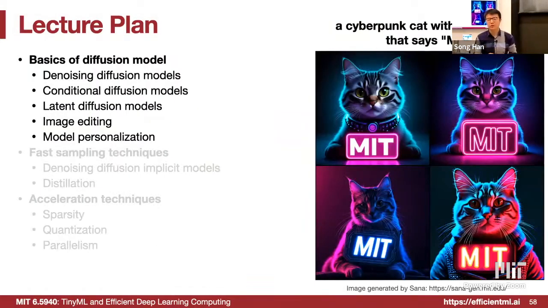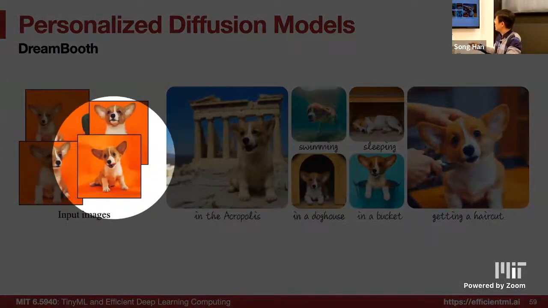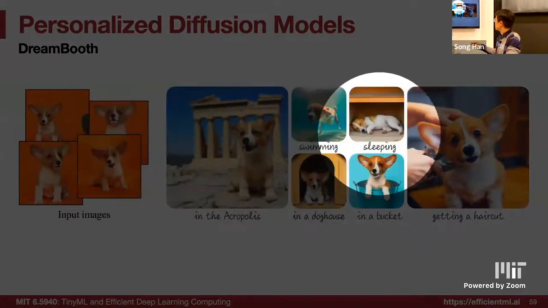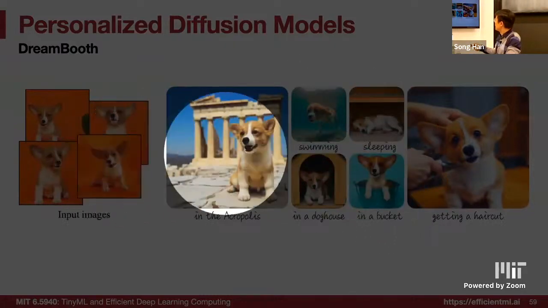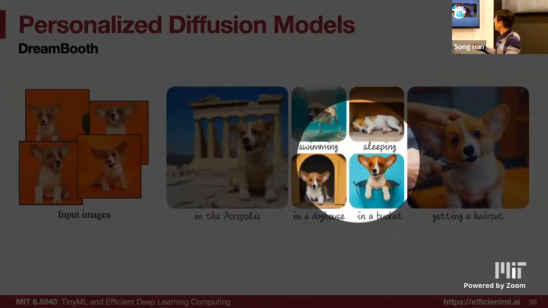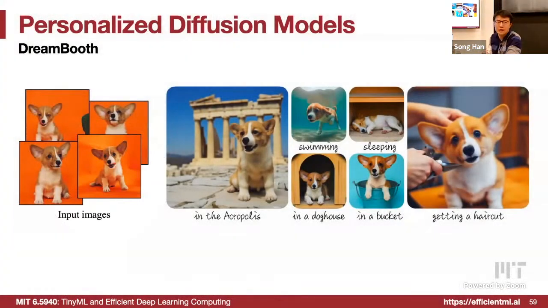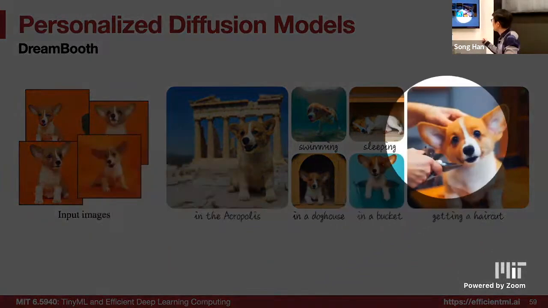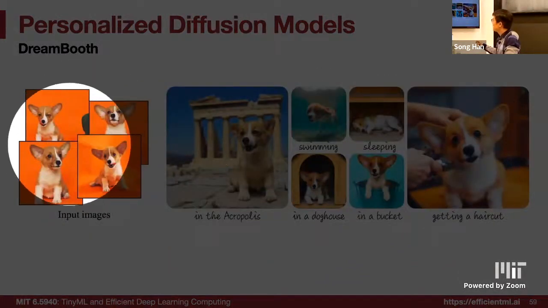We also want to personalize the model, okay? Not only edit the model, but also personalize the model. Say, given a dog, we want to generate some dog swimming, sleeping in the bucket for this particular dog, right? It has gray hair, large ears, and white legs. We want to generate exactly the same dog, like getting a haircut. This is not a random dog, but we want it to be exactly this dog.